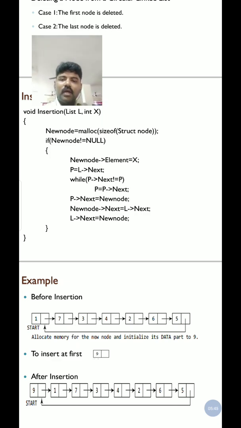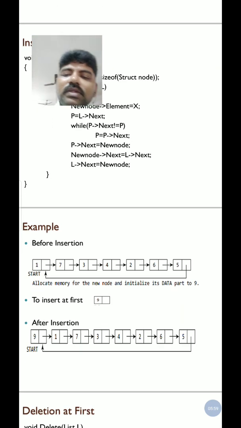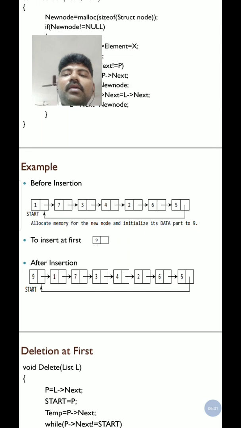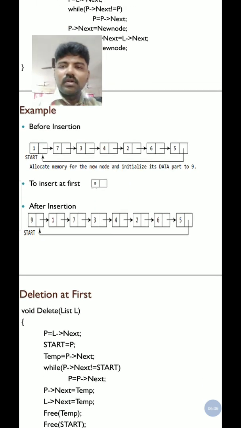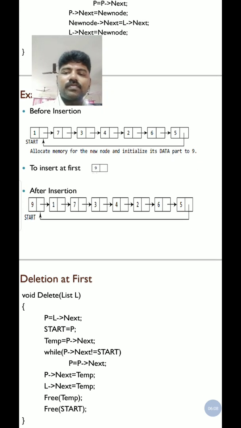Initially, the address field of node 5 points to the address of 1, but after insertion of 9, the address field of 5 should point to the address of element 9. That is the one change you have to make, so that you can easily insert the element 9 into the existing circular linked list. That is called insertion at first.